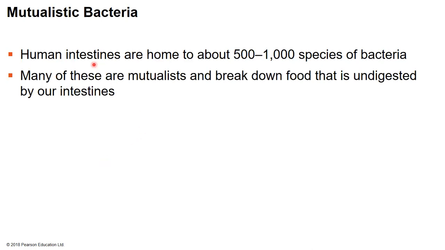So in our intestines, as I told you before, we have between 500 to 1,000 species of bacteria. And these bacteria are beneficial to us. They can help us digest our food. They can provide us with certain nutrients, and they can also protect us against pathogenic bacteria. Okay?